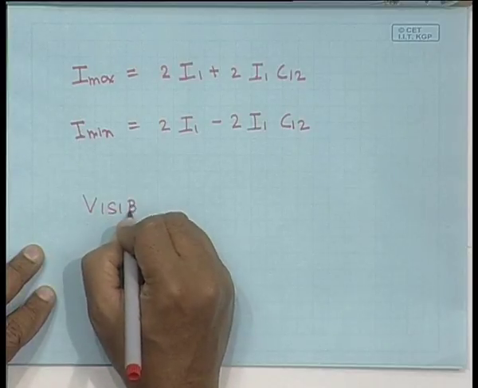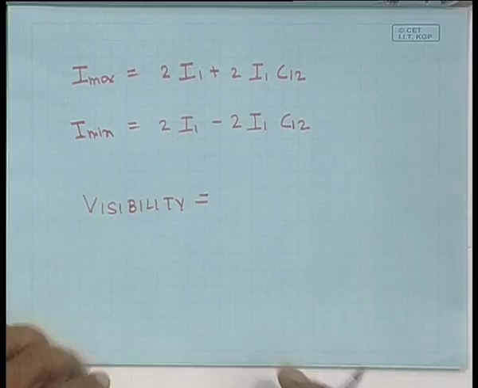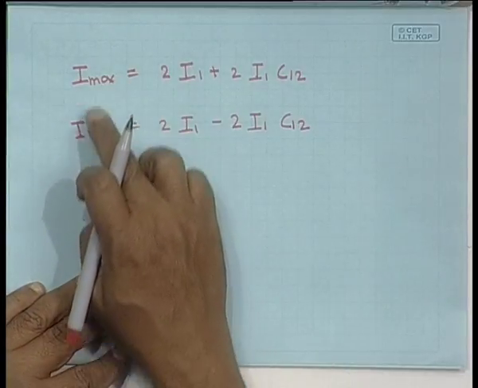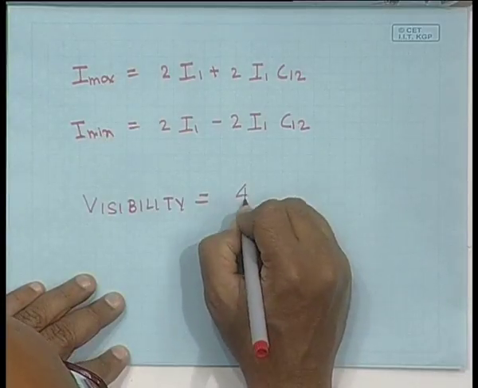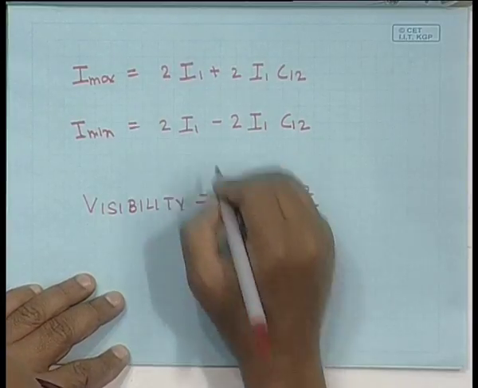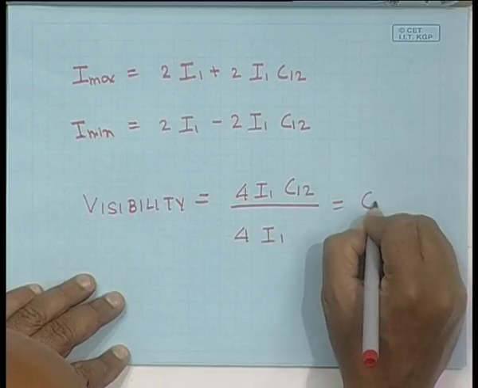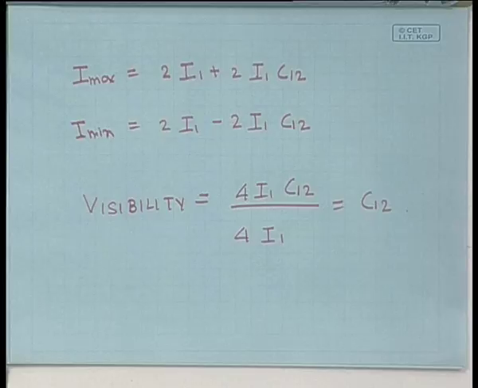the visibility is equal to, so when I take the difference of these two, I will get 4 I1 C12. When I take the sum of these two, I will get 4 I1, which is just the same as the degree of coherence or the coherence coefficient.